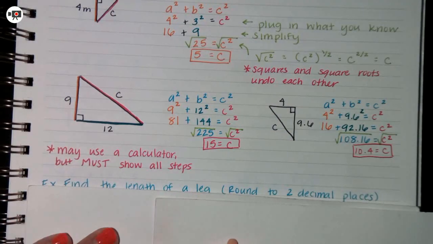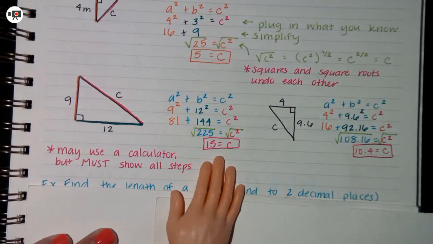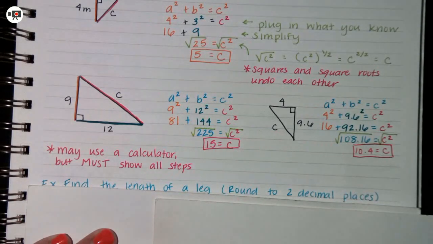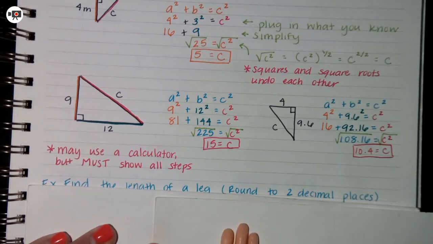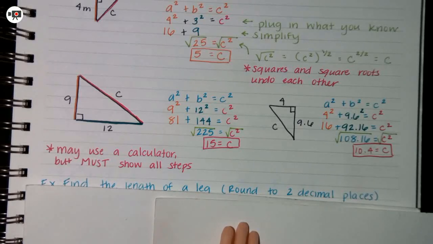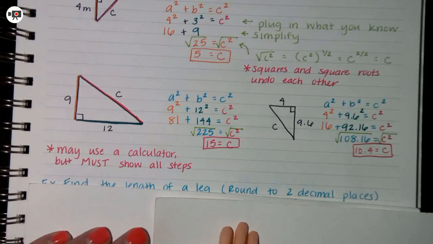If you use a calculator, make sure you show all your steps. You can't just jump from this first line to the answer. Showing your steps is very important because it helps you go back and check your work. If you get it wrong, then you know you can find where you made your mistake.